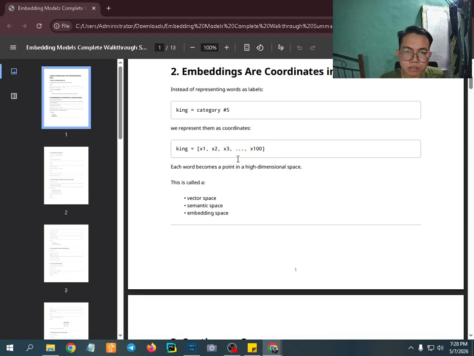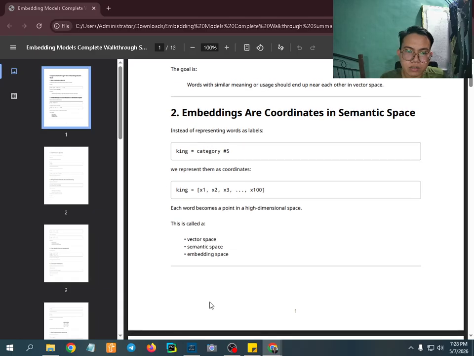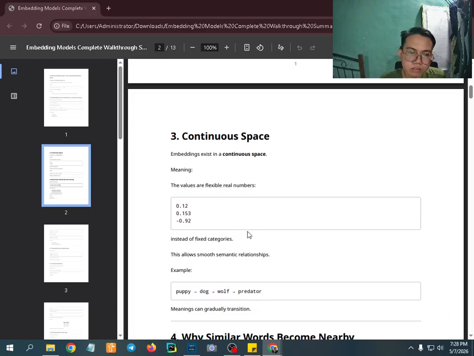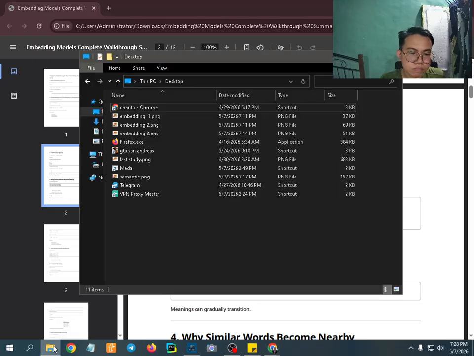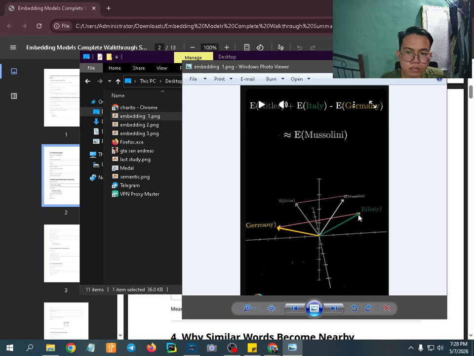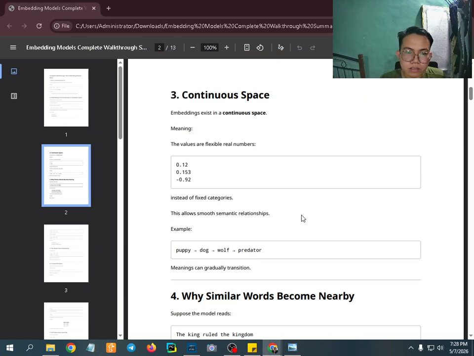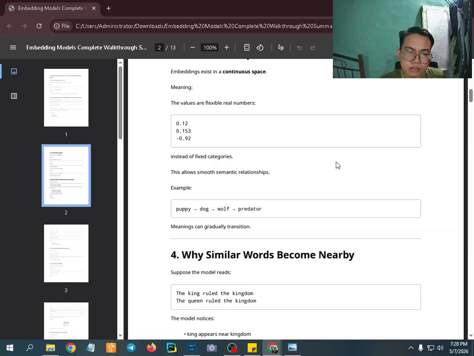So each word becomes a point in high dimensional space, and this is called vector space, semantic space, or embedding space. Embeddings exist in continuous space. We can see them in such a vector space, meaning the values are flexible real numbers, continuous numbers instead of fixed categories.